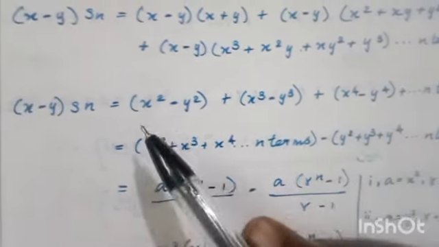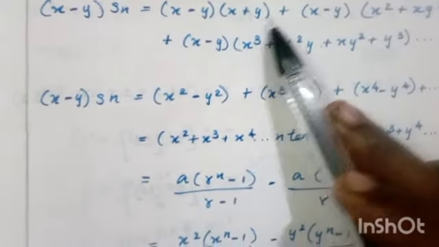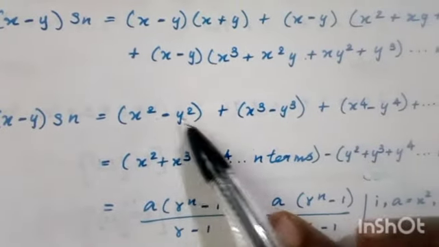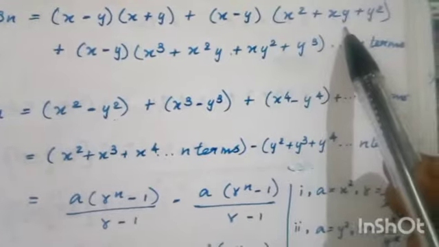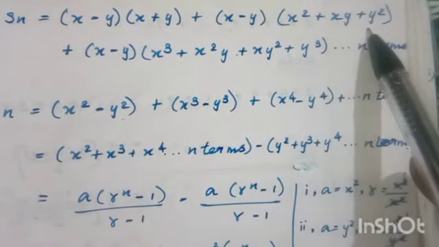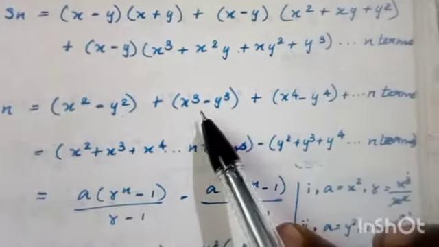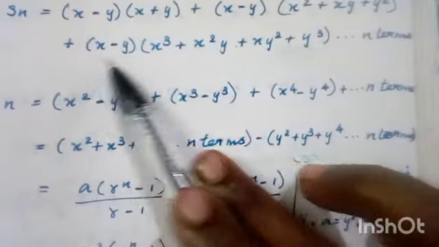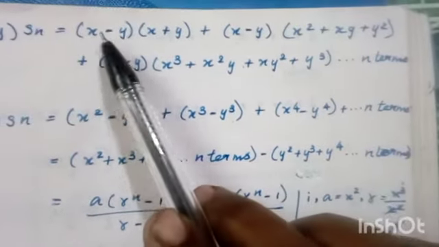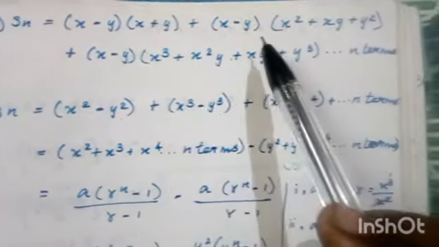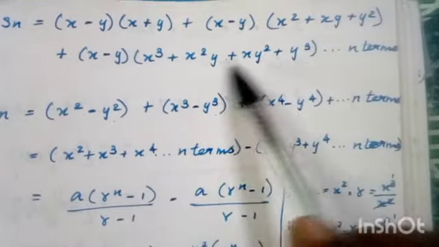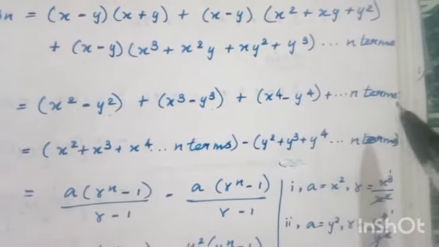Now compare with the formulas. Here it is the form a plus b into a minus b, a square minus b square, so that is x square minus y square. Next it is the a cube minus b cube formula, so that is x cube minus y cube. Once again: this is a square minus b square, this is a cube minus b cube, and the next is a power 4 minus b power 4. So that is x power 4 minus y power 4, up to n terms.